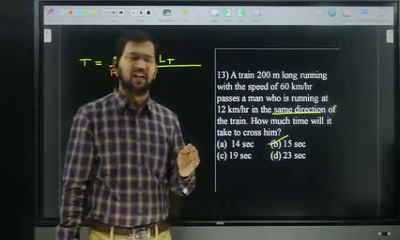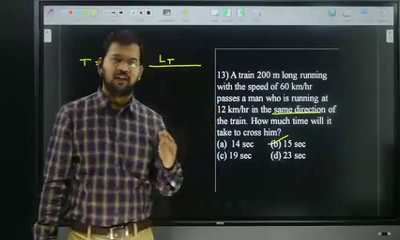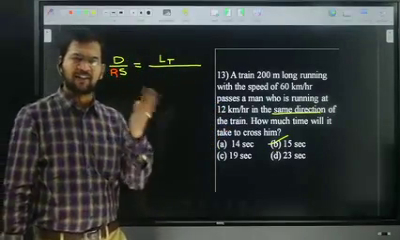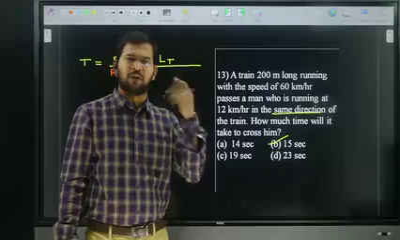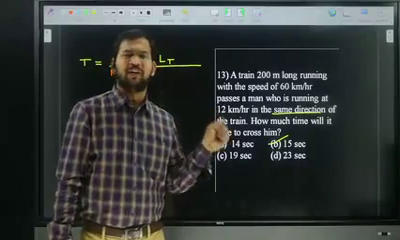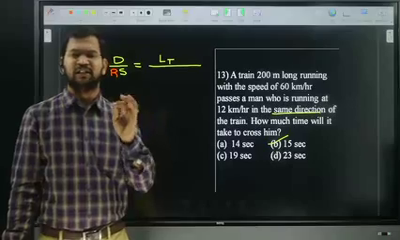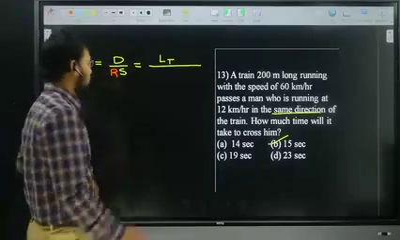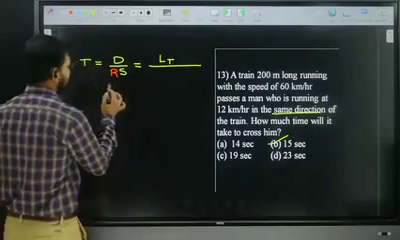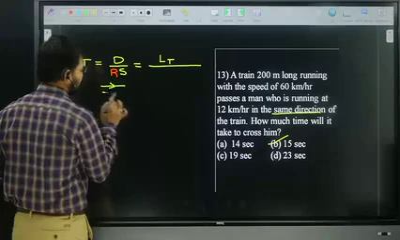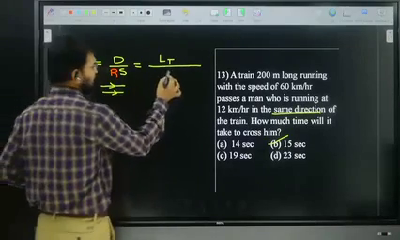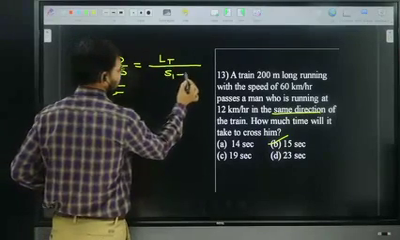Whenever a train is crossing a man, in any position, whether the man is sitting, standing, or in motion, whatever it may be, the distance is nothing but the length of the train. So it is divided by the relative speed. In relative speed, which direction? Same direction, so that is the reason we need to take S1 minus S2.